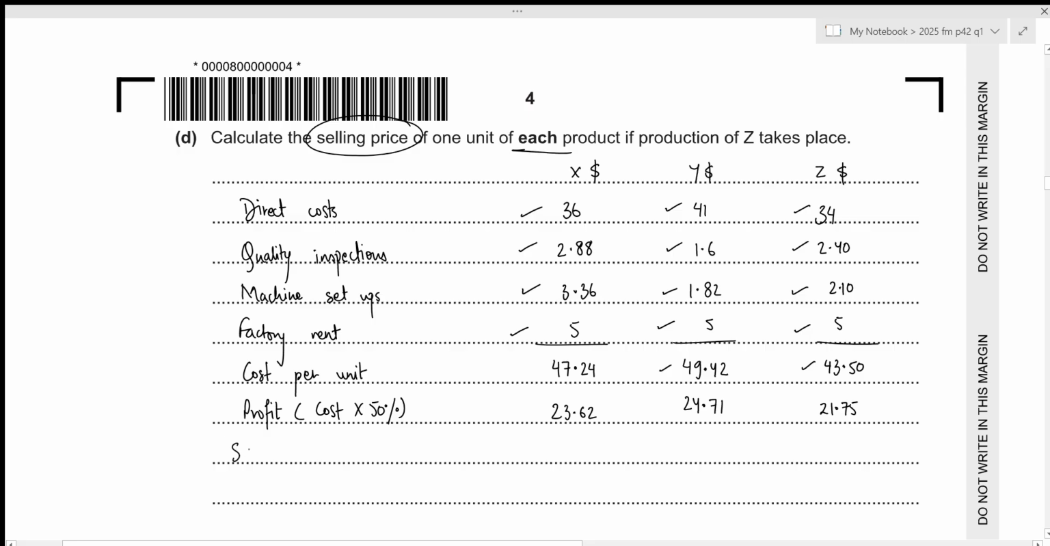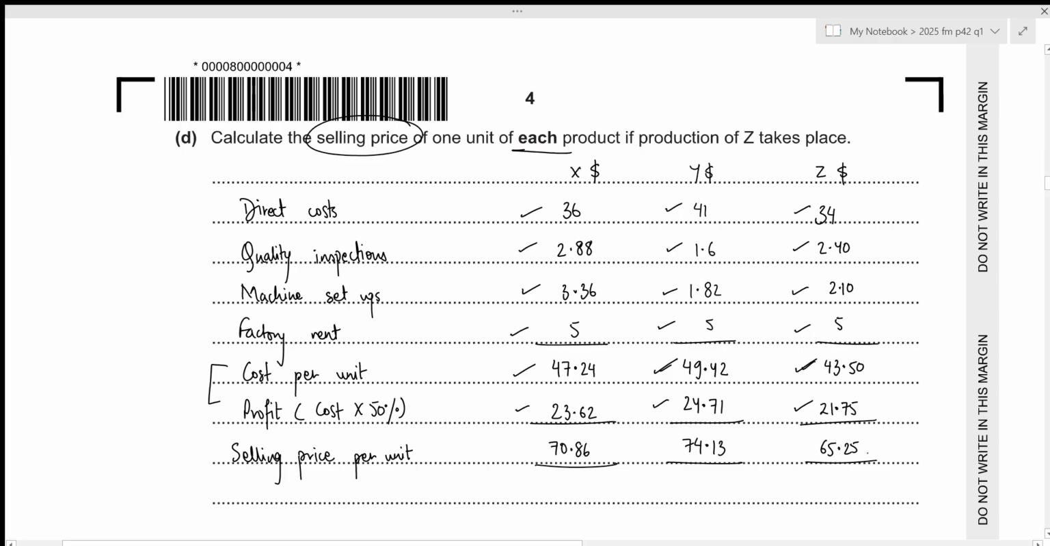Now, in order to figure out our selling price per unit, we just need to add the cost and profit. So for X, that will be 47.24 plus 23.62, which results in 70.86. For Y, 49.42 plus 24.71, which results in 74.13. For Z, it will be 43.50 plus 21.75, which results in 65.25.